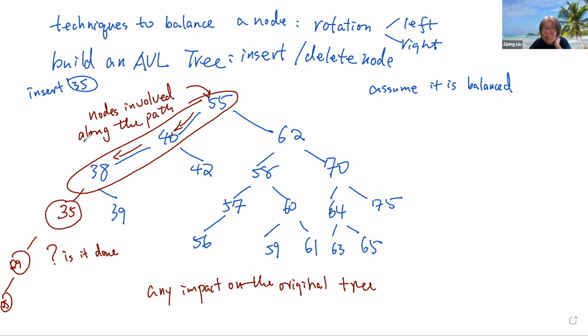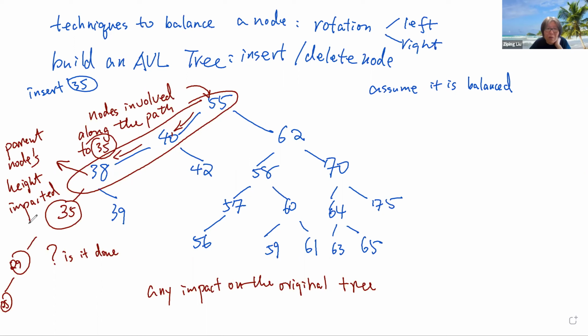Along the path to the node, 35. After you insert 35, its parent node, 38, is considered a parent node. Is the parent node's height impacted? So you need to update the height. After you update the height, you also need to think about whether it is balanced.